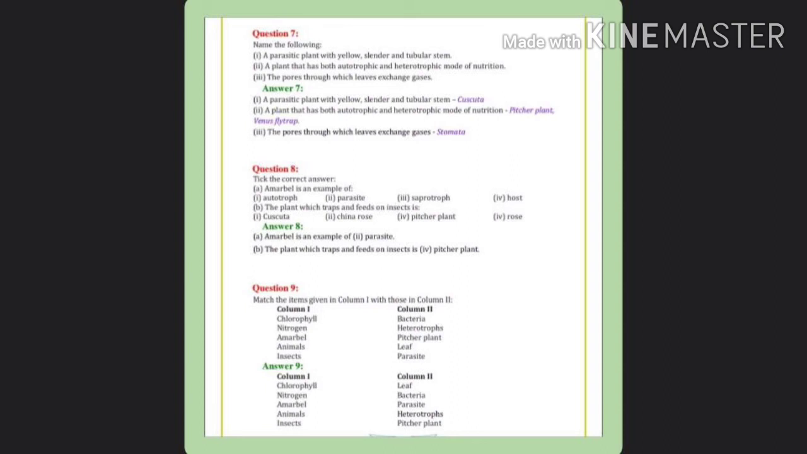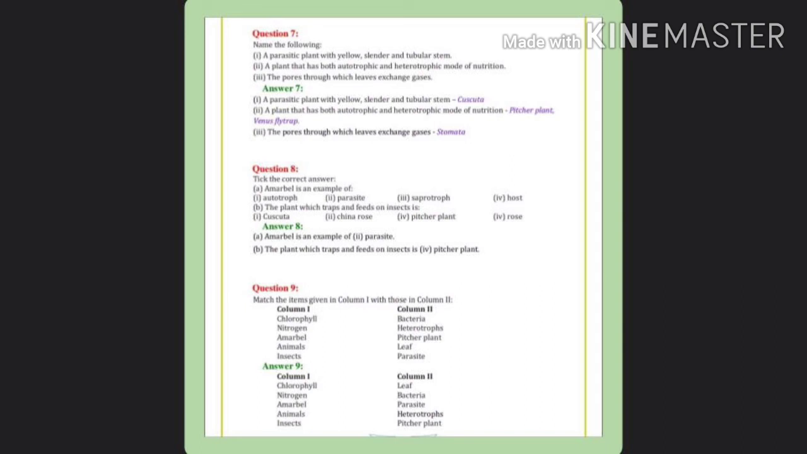Question 8. Tick the correct answer. Cuscuta is an example of a parasite. The second one, the plant which traps and feeds on insects is called pitcher plant. The answer is pitcher plant.